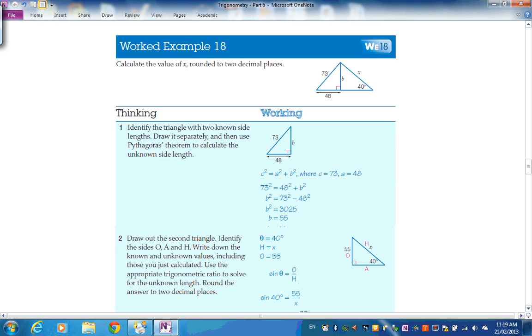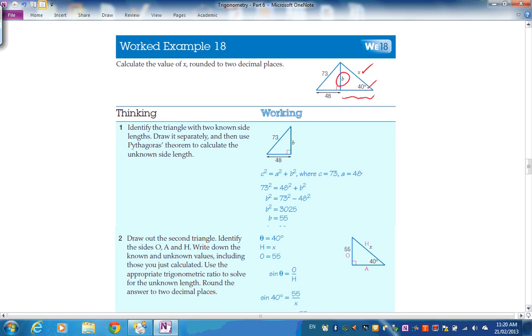So here's clearly a go-between problem, because you want x over here, and you can see x is in a right-angled triangle, but you've only got 40 degrees. So B will be the go-between. Go and find B first, and then use it in the second triangle. So B is the go-between side.